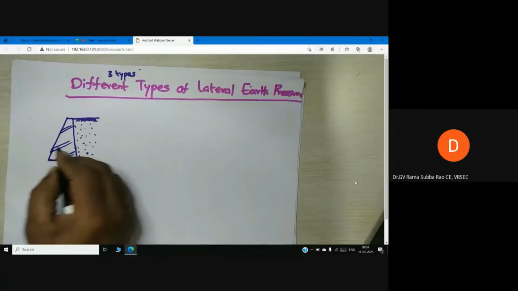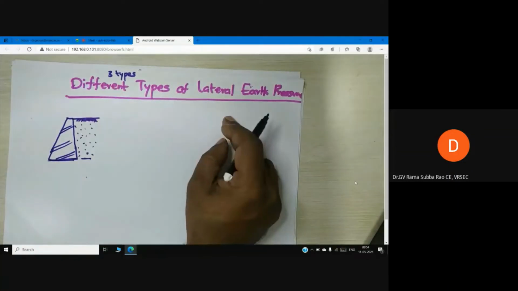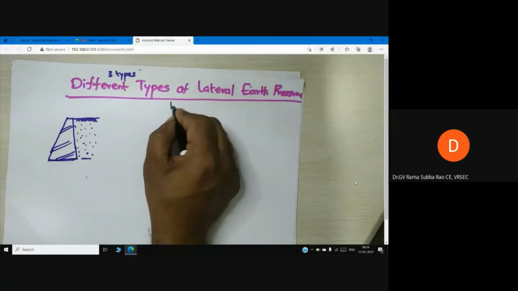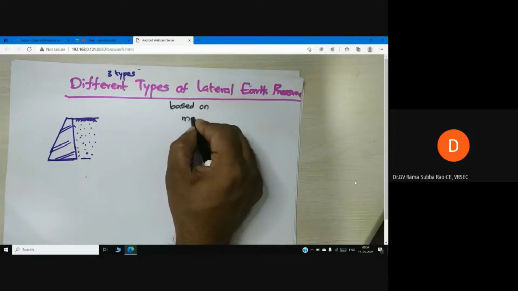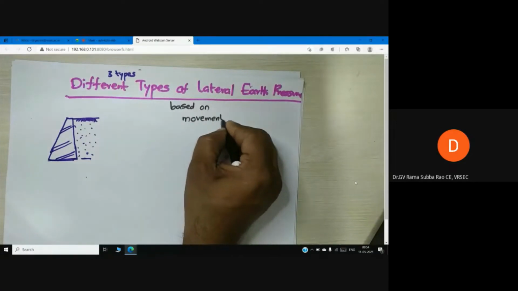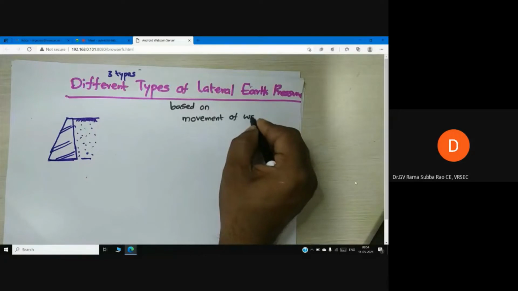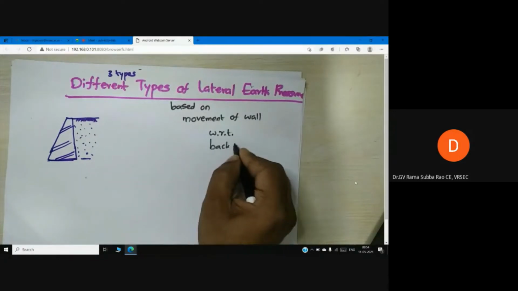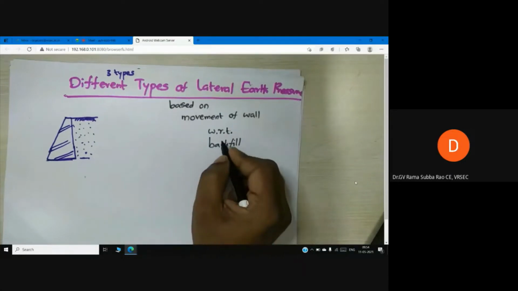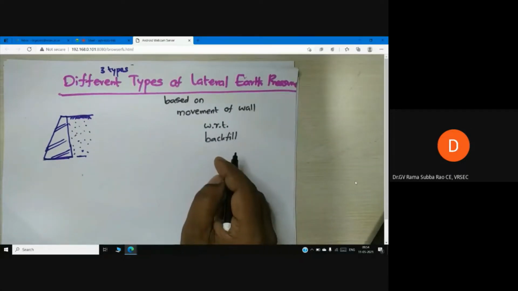See, this categorization, what I say, types of lateral earth pressure, is based on movement of wall with respect to backfill. Please, all of you listen carefully. Different types of lateral earth pressure.